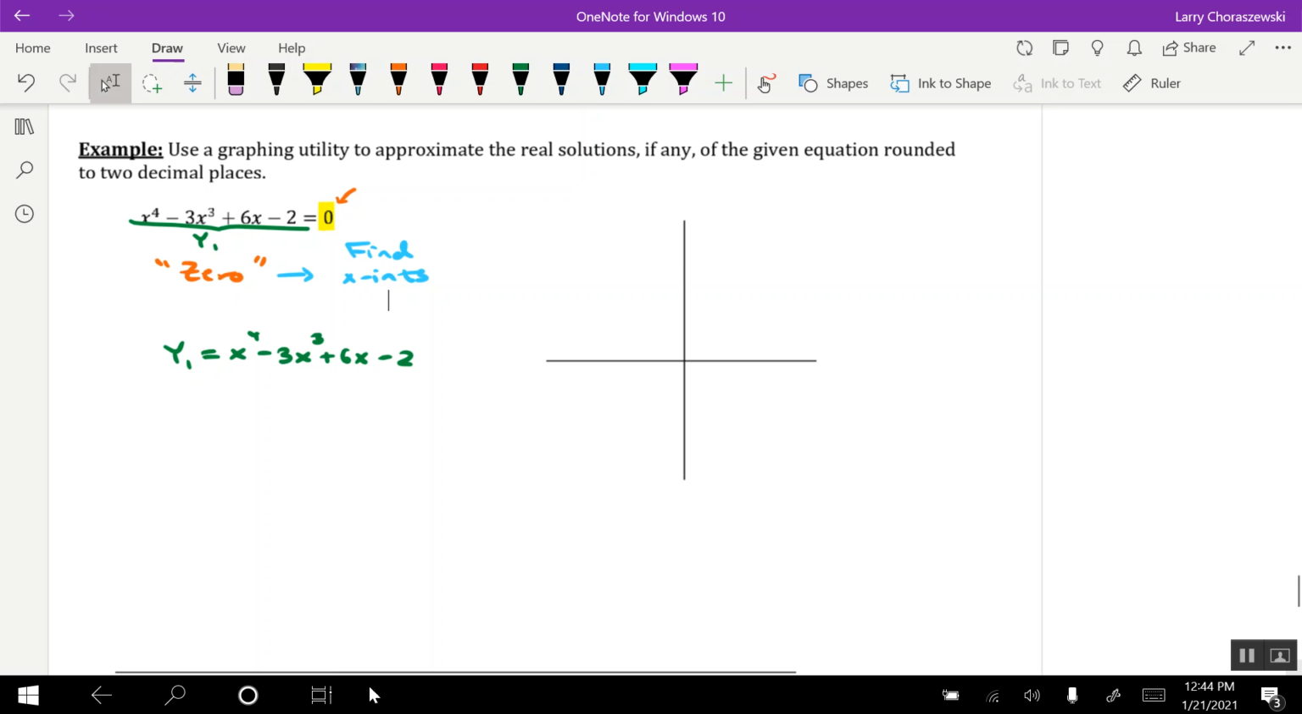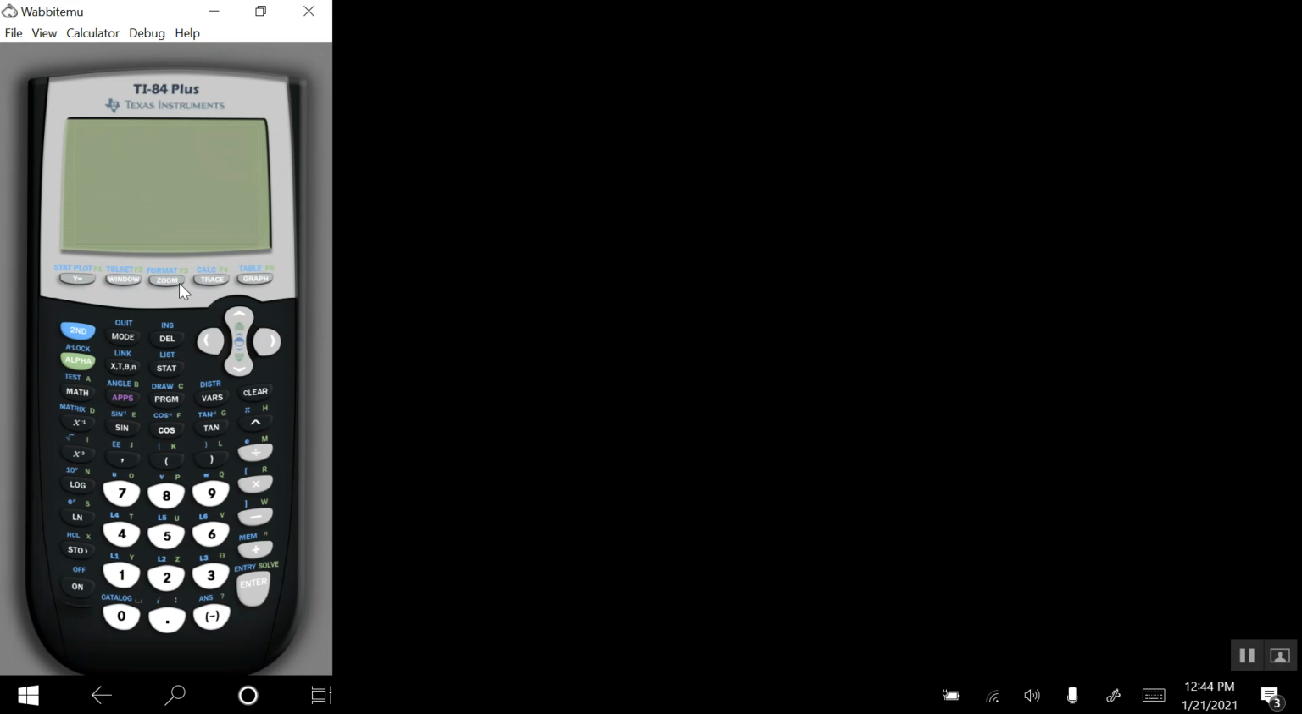So with that, I'm going to go to my graphing calculator and type y1 in. So x to the fourth, we'll hit the x key, caret key, type in 4 to get back down on the ground, right arrow key, minus 3x cubed, plus 6x, minus 2. Now hit zoom, select option 6 for the standard viewing window, and here it comes. A funky looking graph, but as you can see, it appears as though there are two x-intercepts, right?